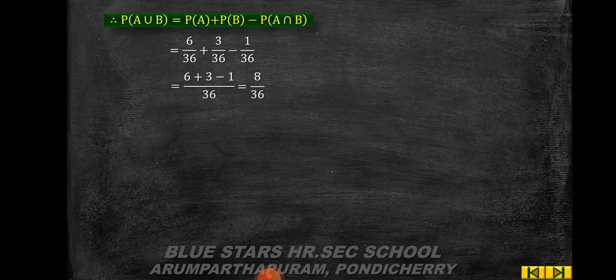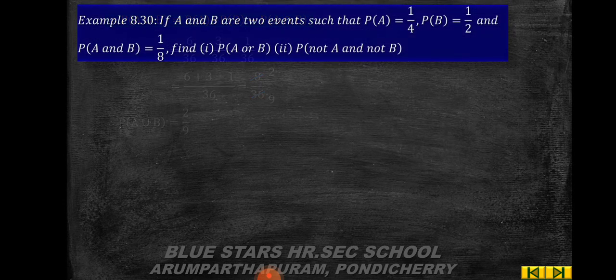So probability of A union B is equal to 8 by 36. After simplification you get 2 by 9. Therefore P of A union B is equal to 2 by 9.